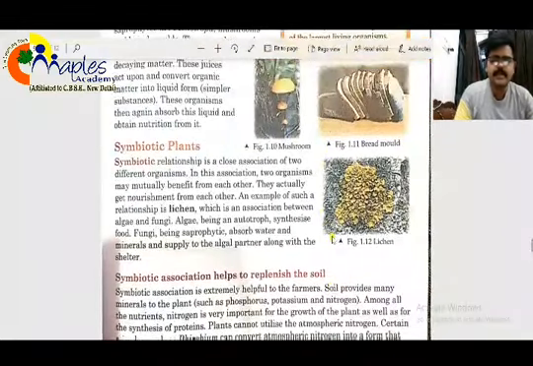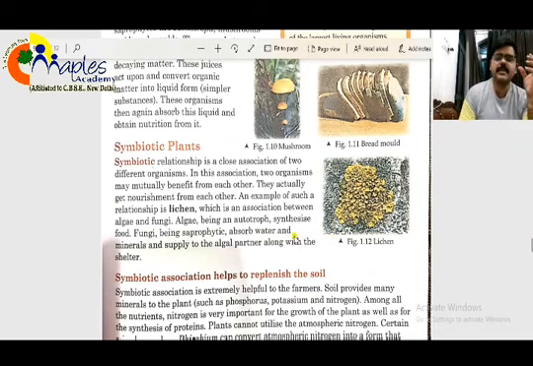Now comes the last thing, that is your symbiotic plants. If I'm talking about symbiotic plants, symbiotic basically means a relationship. For a relationship, two people are required, or you can say at least two organisms should be there, and both of them are supporting each other. This one will do a little work, that one will do a little work, and both together will stay happy. That means you're symbiotic. One classical example of that is your lichen.